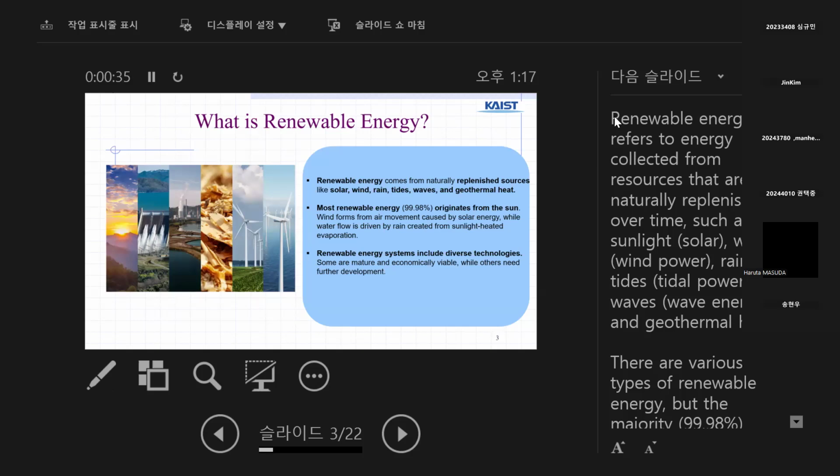First we have to know what renewable energy is. Renewable energy refers to energy collected from resources that are naturally replenished over time, such as sunlight from the sun, wind, rain, tides in the earth, and waves on the oceans, and geothermal heat also.